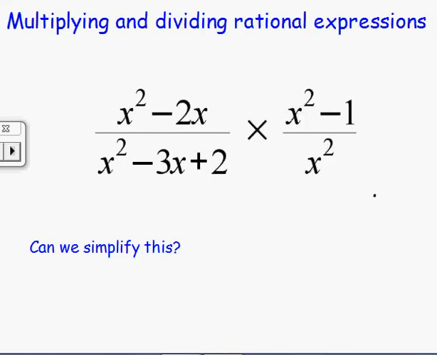Right, this is multiplying and dividing. So multiplying with fractions is the easiest you can do. Dividing is just, you have to change it to multiplying. So we're going to start off, I'm going to simplify as we go along. So I'm going to take x out here, which leaves me with x minus 2 on the top.